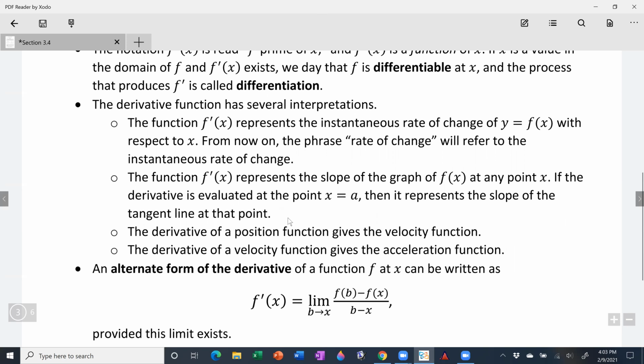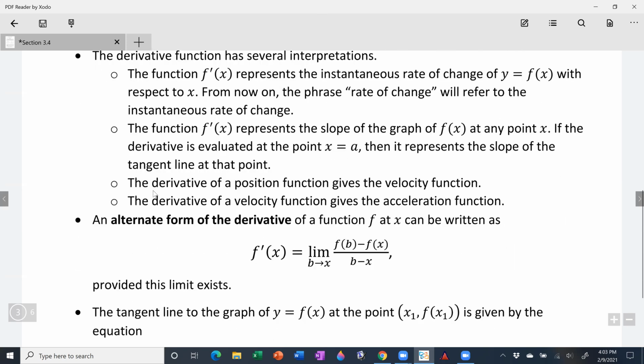Very powerful. So we're going to do a few examples of that. The derivative of a position function gives the velocity function. We talked about that a little bit in the past. We had a position function, and remember that we were working out the instantaneous rate of change of position, which was velocity, because the change in position over time is defined as velocity.